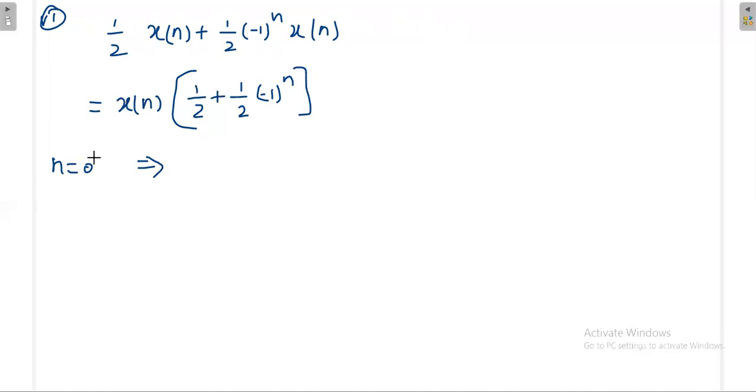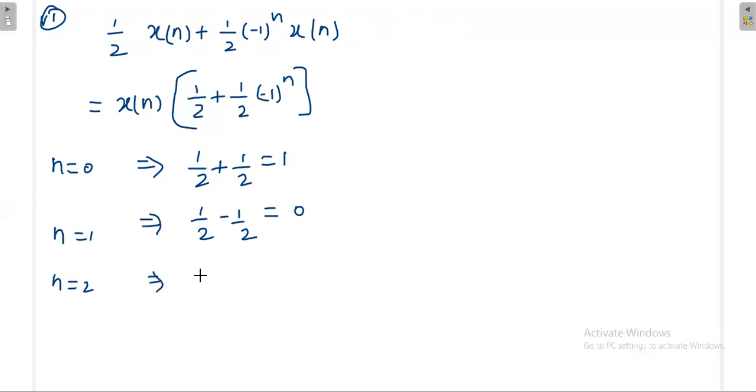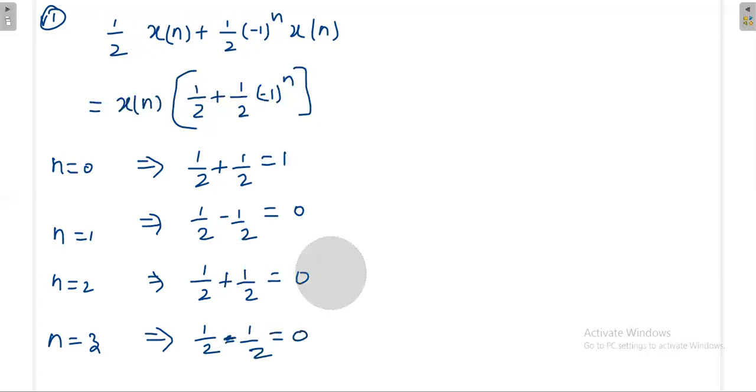Anyway, xn is there already. When n is equal to 0, this is like 1 by 2 plus 1 by 2, that is 1. When n is equal to 1, this will be 1 by 2, this will be minus 1 by 2, then the answer is 0. When n is equal to 2, this will be 1 by 2 plus 1 by 2, then the answer is 0. When n is equal to 3, this will be like 1 by 2 minus 1 by 2, 1 by 2, then the answer is 0.